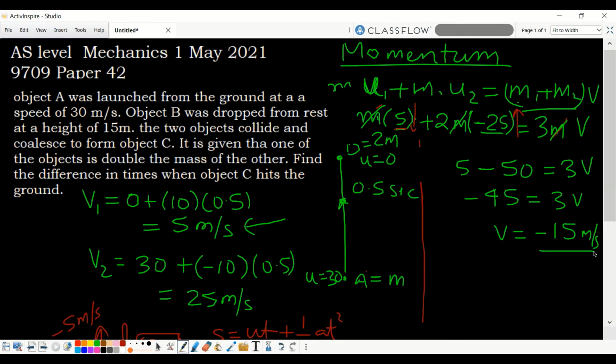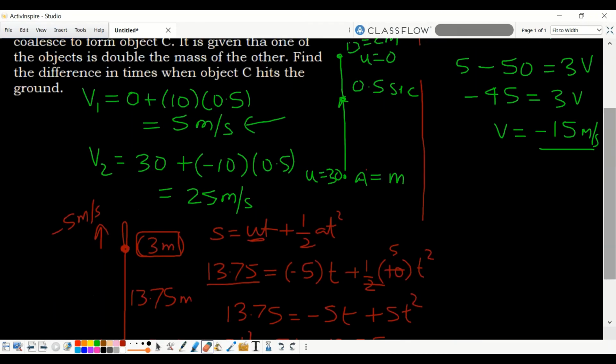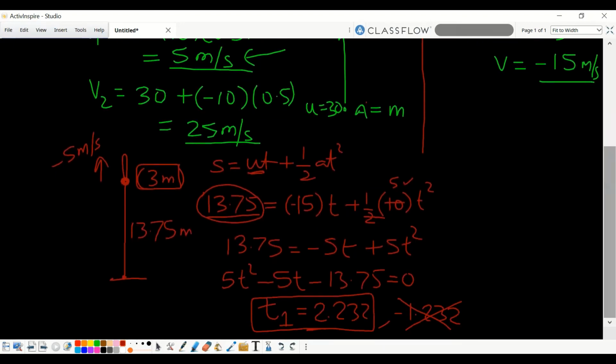So we will make changes in our rest of the calculation as well, which is here. This and this will not change, right? Because it was before collision. So what will change is this now. In place of minus 5 to minus 15, right? The distance is still 13.75. Acceleration is still 10. So that will change here. So minus 15t will be here. So 5t squared minus 15t, and now our times will change.